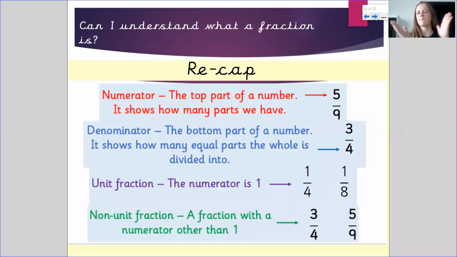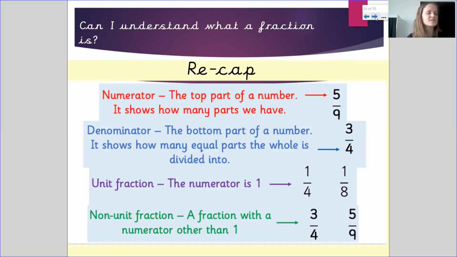So to recap, things that we've already gone over. A numerator is the number that's at the top part of the number, and it shows how many parts we have maybe colored in or shaded in. And the denominator is at the bottom, and it shows how many equal parts the whole has been divided into. So if I have a row of counters and it's broken up into 9 equal groups, my fraction is going to be part of a ninth. And then however many are colored in will be in my numerators. The total amount is my denominator.